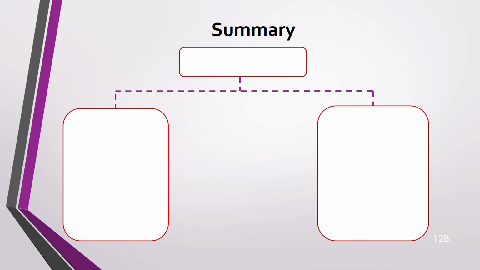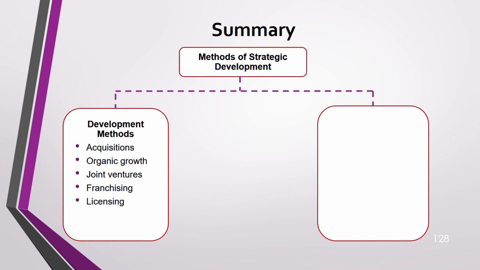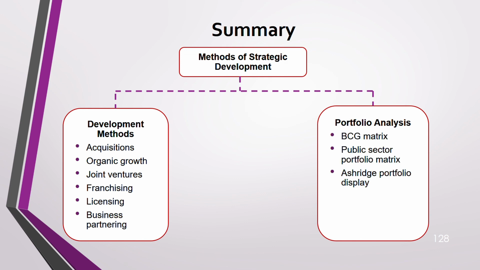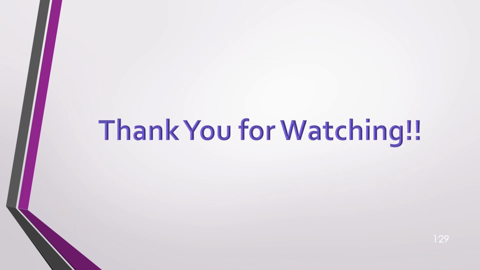Okay. So let us summarize. Methods of strategic development. We went through the development methods. We started with acquisition, organic growth, joint venture, franchising, licensing, business partnering. Then we went through portfolio analysis. The three portfolio analyses are the BCG matrix, public sector portfolio matrix, and Ashridge portfolio display. So that's it for this lecture, and with this we have finished our Section C strategy.